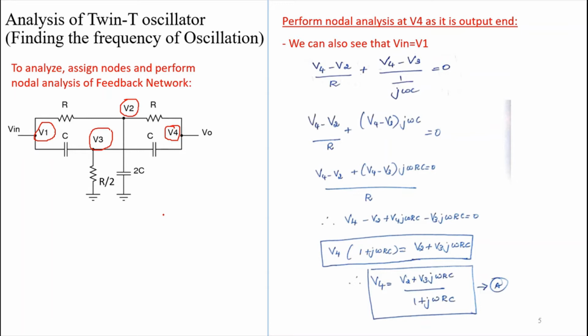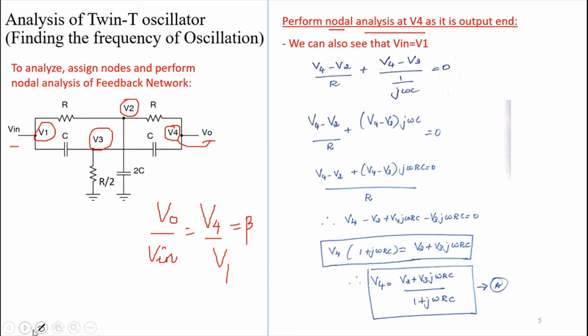To find the frequency of oscillation, we are going to find the feedback factor, that is the output voltage V0 divided by the input voltage Vin, because in this feedback network, this is the output voltage V0 and this is the input voltage Vin. So V0 corresponds to V4, and we find V4 with respect to Vin, that is V1, and this is nothing but the feedback factor beta. So we're going to find V4 by V1. First we have to apply nodal analysis at V4, because that is the output.